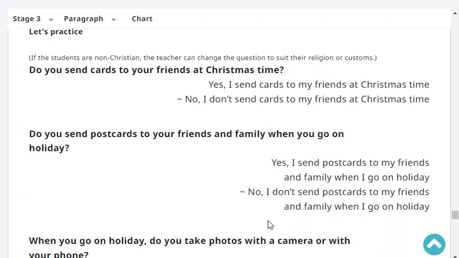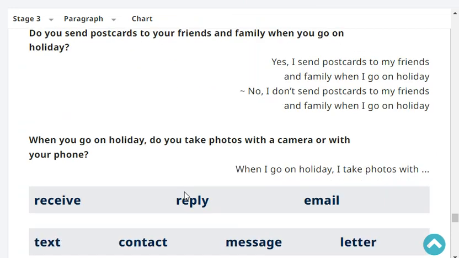Do you send postcards to your friends and family when you go on holiday? Yes or no? No, I don't send postcards to my friends and family when I go on holiday. Very good.